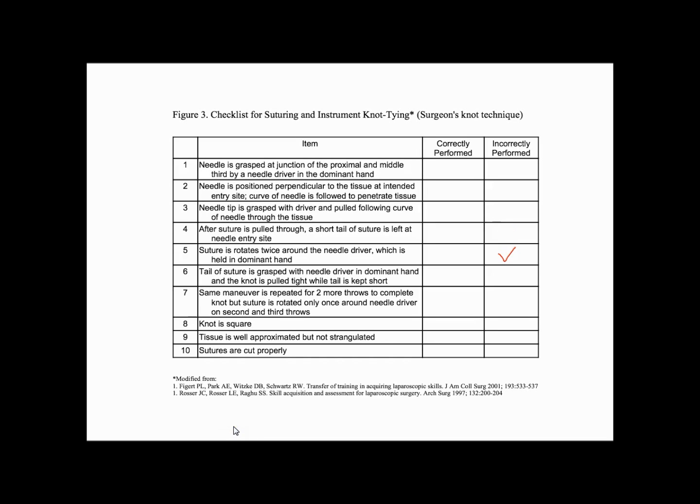Number 5 would include those who do not throw the stitch twice around the needle driver. Number 6 would be those who do not cross their hands or who do not have a square knot. Number 7 would be those who throw the incorrect amount of throws after the initial surgeon's knot, or if the suture falls off the needle driver and repeatedly needs to be rethrown. Number 8 would be if the knot is not square and the trainees do not cross their hands. Number 9 would be if the sutures are too tight or too loose and the skin edges are visibly gaping. And finally, number 10 would be if the sutures are cut too long, such as longer than 1 centimeter, or too short.